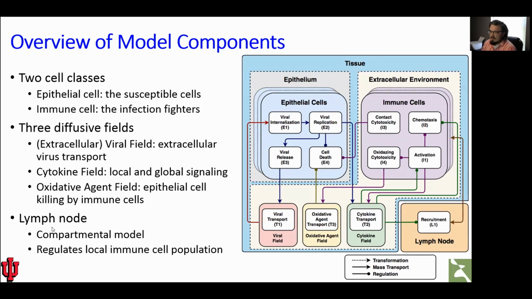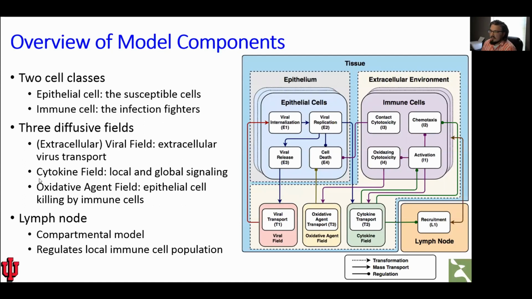Now, immune cells are brought into our local tissue patch in our simulation domain by a compartmental model of a lymph node. Now, the way the lymph node works is that we take a scalar mapping of our cytokine field. We do an integral over the field and calculate how much is in the extracellular space. And then that signaling induces a pro-inflammatory state of our compartmental model, which then leads to recruitment of immune cells into our local tissue patch.